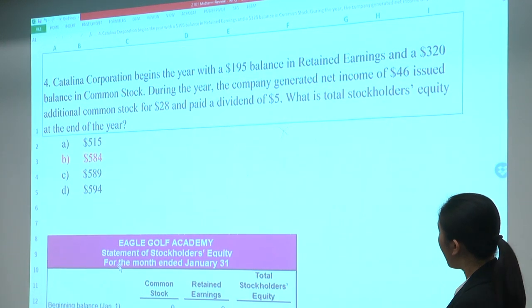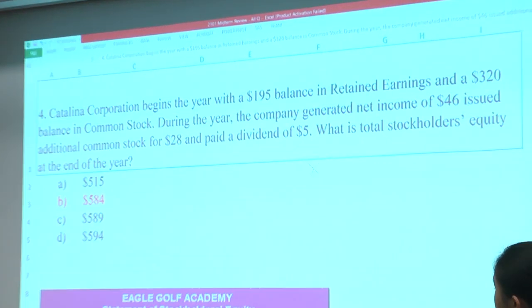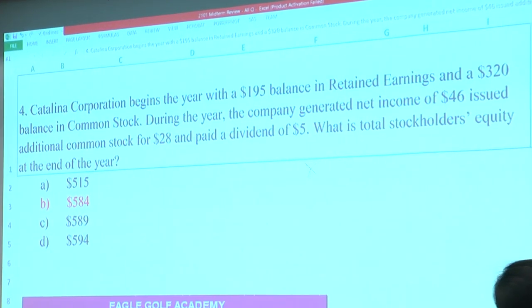Question 4. The corporation begins the year with a 195 balance in retained earnings and a 320 balance in common stock. Well, we have retained earnings and common stock, so we know we are talking about the other side of the equation. During the year, we generated net income. Well, net income is revenue minus expense. Now instead of giving us revenue and expense separately, we have a net number, net income.